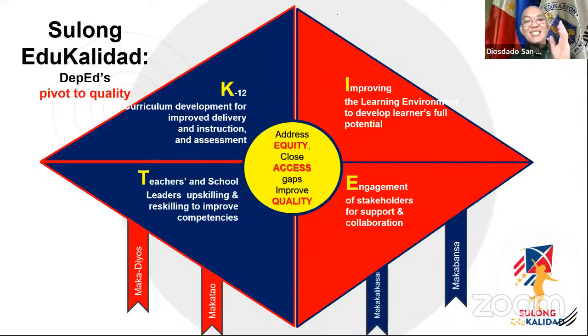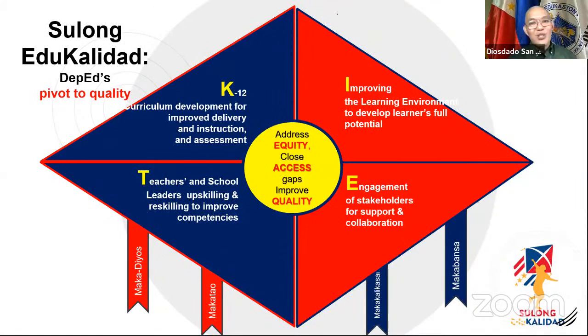KITE stands for K-12 Curriculum Development for Improved Delivery in Instruction and Assessment. And this is what I'm going to be actually focusing on today. Then we will try to improve the learning environment to develop learners' full potential. There's also a separate pillar called teachers and school leaders upskilling or re-skilling to improve competencies.